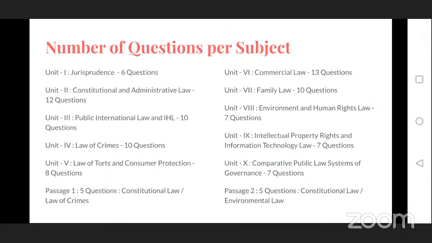Then unit 7, family law, 10 questions. Unit 8, environment and human rights law, 7 questions. And unit 9, intellectual property rights and information technology law, there were 7 questions. And lastly, the comparative public law system of governance, there were 7 questions.